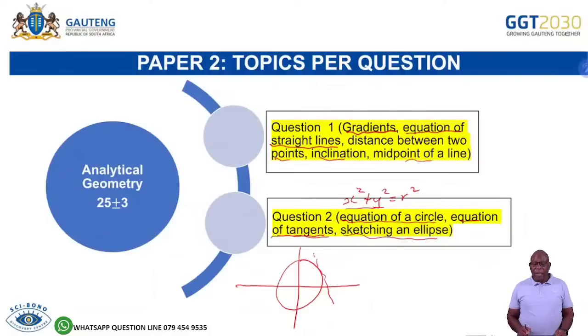You're going to be sketching an ellipse. These are 3 marks or 4 marks that you need to get. So we're going to also look at how we sketch that. So question 1 and question 2, both these questions are in analytical geometry, and the expected marks there will be 25 plus minus 3. These are marks that we must get, because there we only use the formulae and sketch an ellipse. I'm going to show you those formulae, and this weekend you must be able to work on them. This 25 marks is there for your taking. We need to know that.